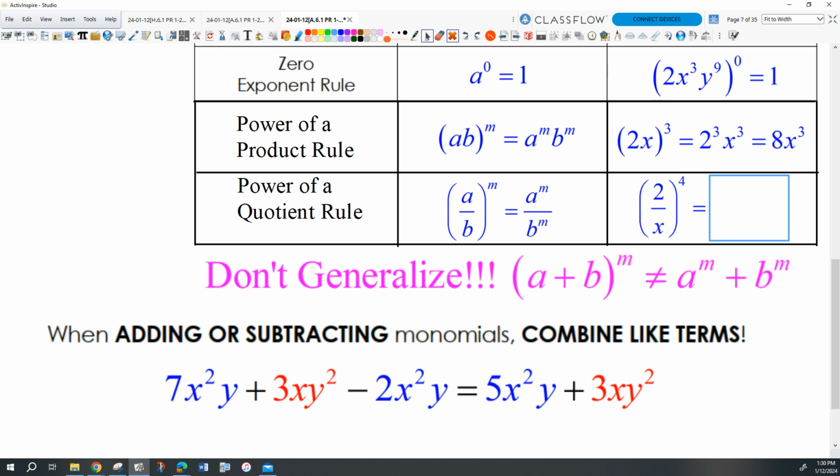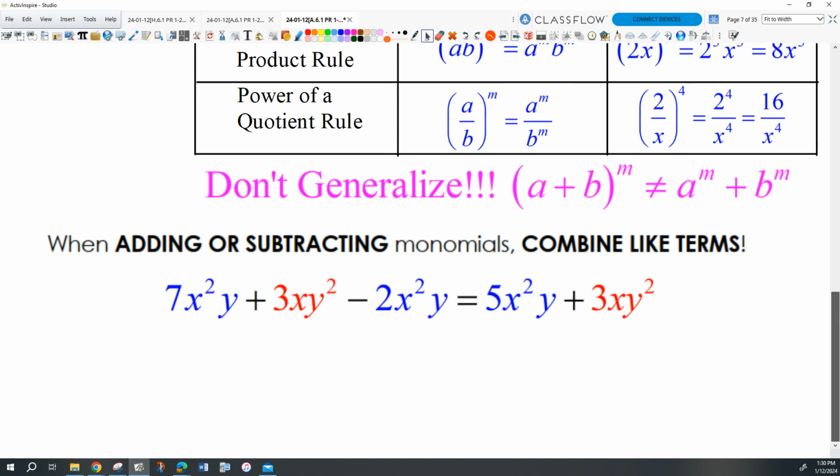Okay. How about this one? The quantity 2 over x to the 4th. 2 to the 4th and x to the 4th. Yeah, 2 to the 4th over x to the 4th, which is 16 over x to the 4th. Good. Okay. And then a reminder for your notes.